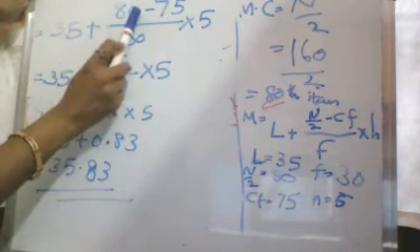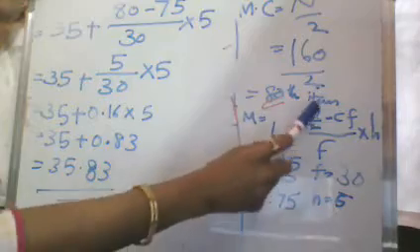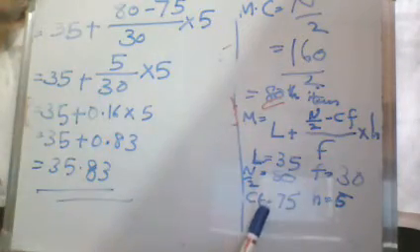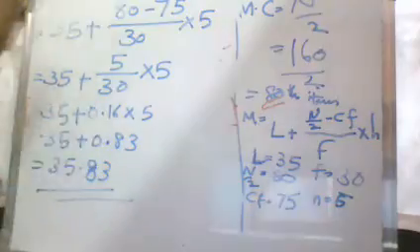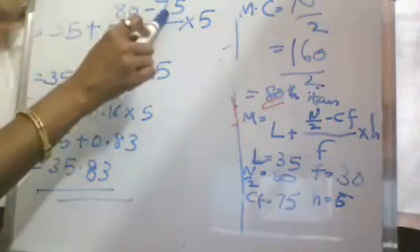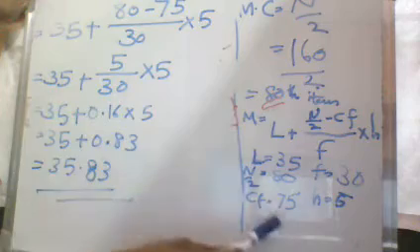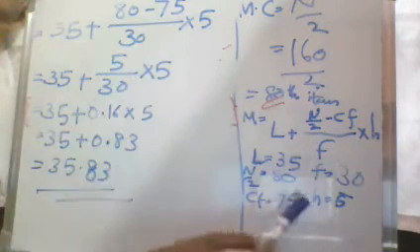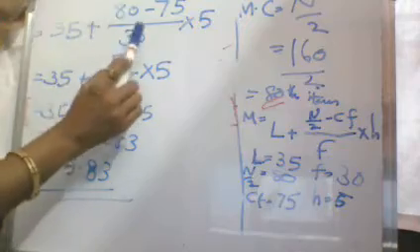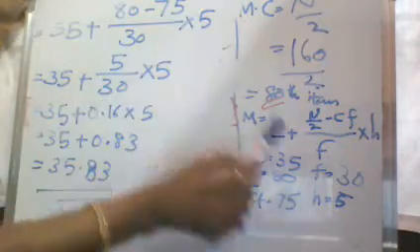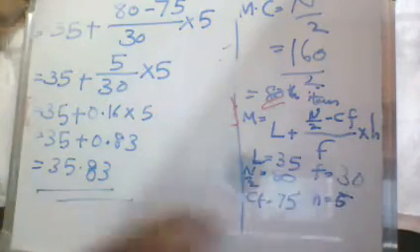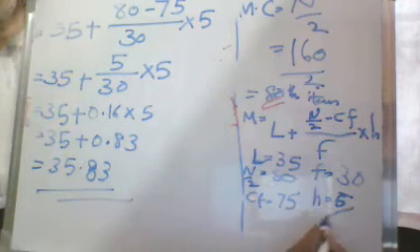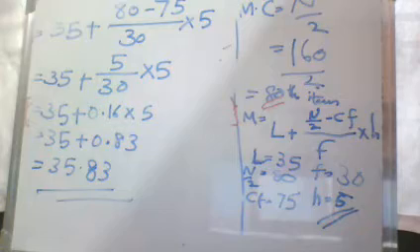Then 80 means the equation is n by 2 minus CF, 80. CF means the preceding class cumulative frequency. We can give the preceding class cumulative frequency value. That one is 75. Then this is the frequency divided by 30, into 5. 5 means the class interval, the median class interval.